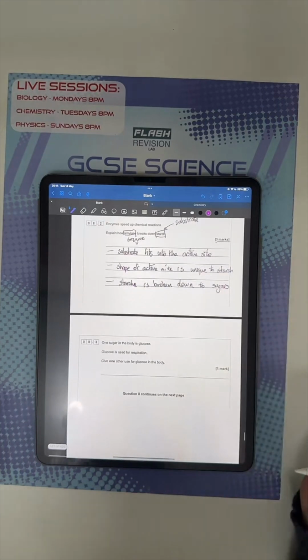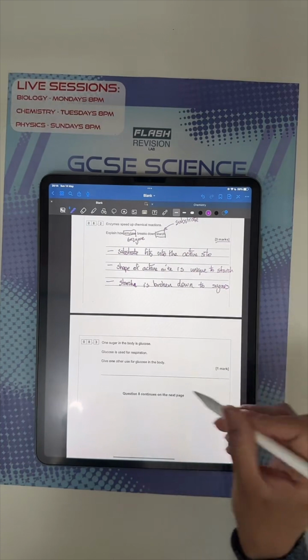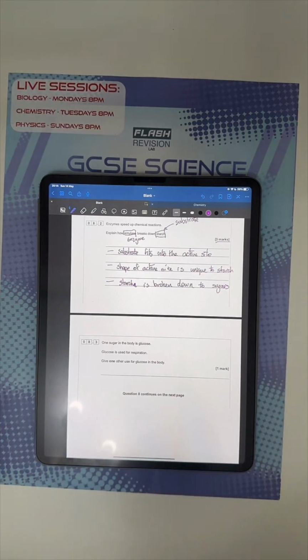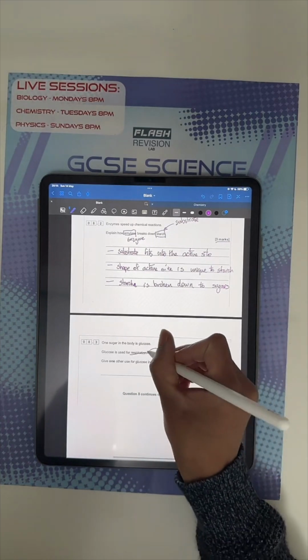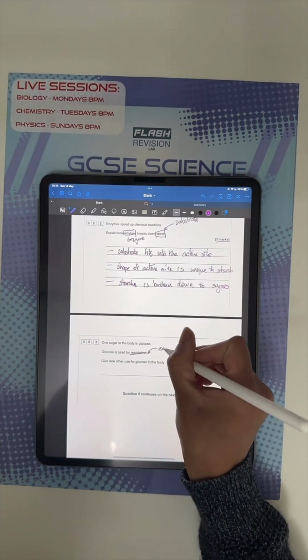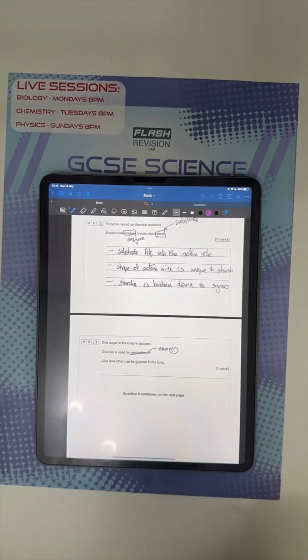One sugar in the body is glucose. Glucose is used for respiration. Give one other use for glucose in the body. What do you guys say? Can you say products instead of sugar? Yes, you can. So energy wouldn't get you marks because it's already mentioned respiration. Respiration is used for energy release. So you wouldn't get marks for saying energy. What other uses are there?